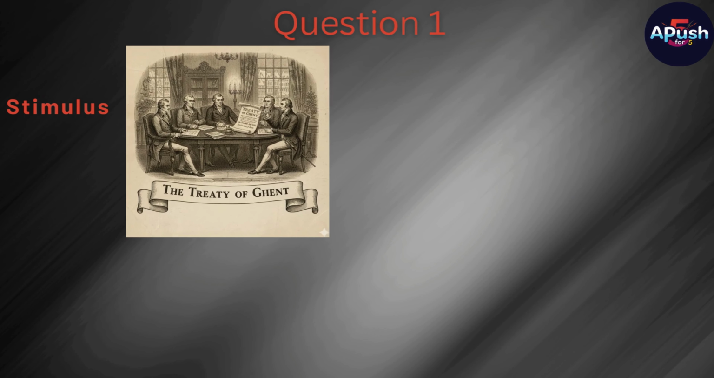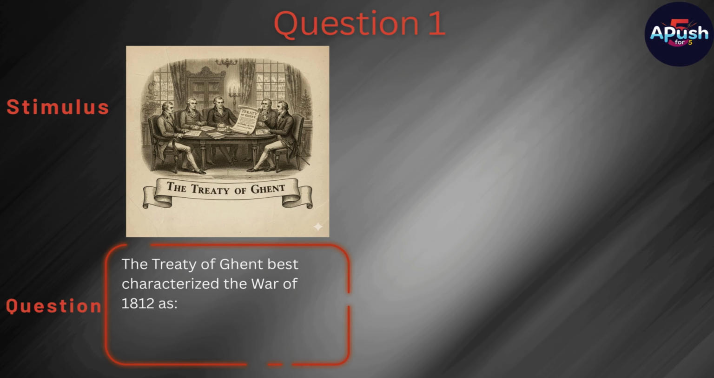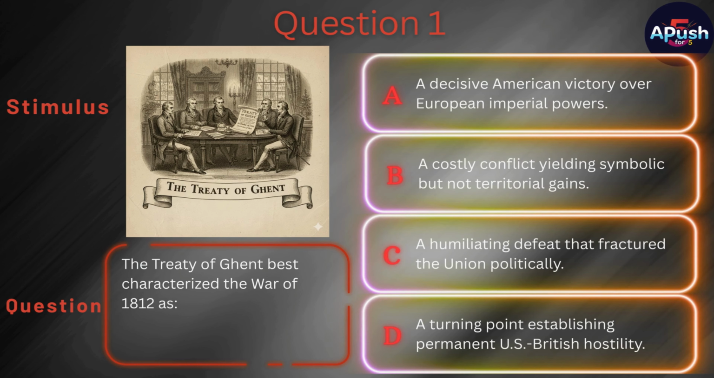Question 1. Stimulus. Treaty of Ghent, 1814, restored pre-war boundaries without addressing impressment or trade restrictions. Question. The Treaty of Ghent best characterized the War of 1812 as A. A decisive American victory over European imperial powers, B. A costly conflict yielding symbolic but not territorial gains, C. A humiliating defeat that fractured the Union politically, D. A turning point establishing permanent U.S.-British hostility.